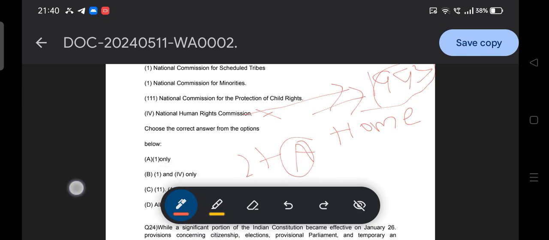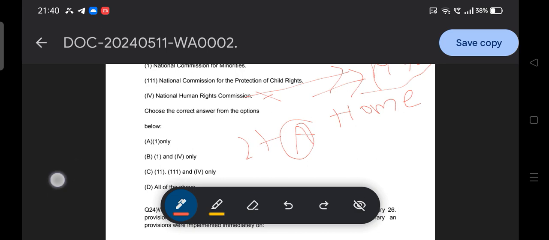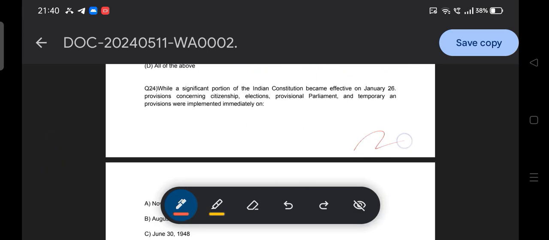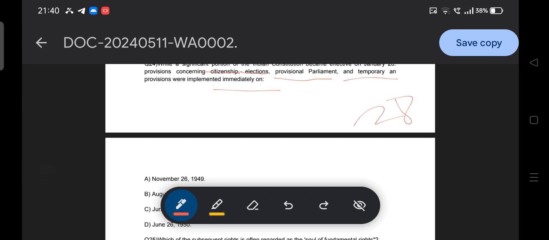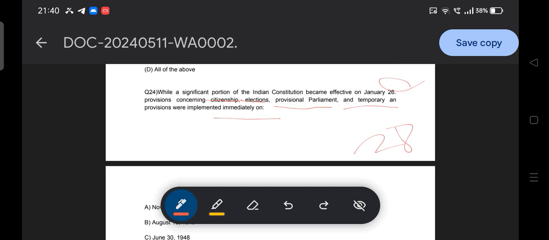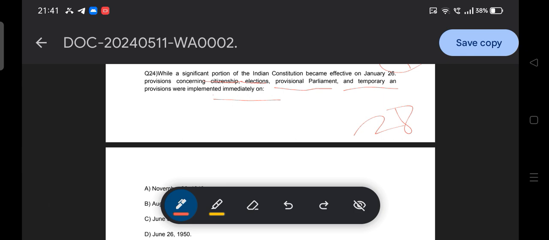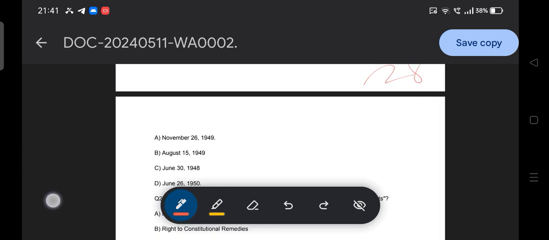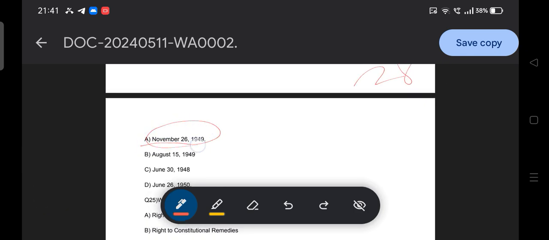And moving to the questions, after question 27, question number 28. While a significant portion of the Indian Constitution became effective on January 26, the provisions concerning citizenship, election, provisional parliament, and temporary provisions were implemented on. So what are the temporary provisions implemented since 26 November 1949? The answer to this question is option A.